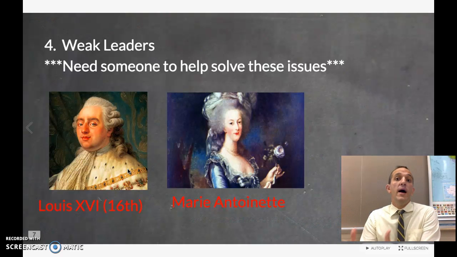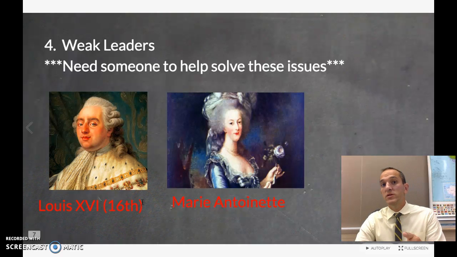And they're like, people are rioting in the streets for bread. We need to do something about this. And he's like, I'll think about it. So this Louis XVI, who is the great grandson of Louis XIV, the Sun King, is really not going to be able to solve these problems.